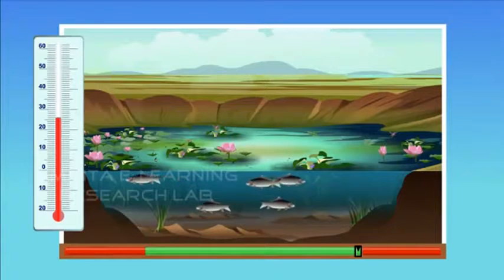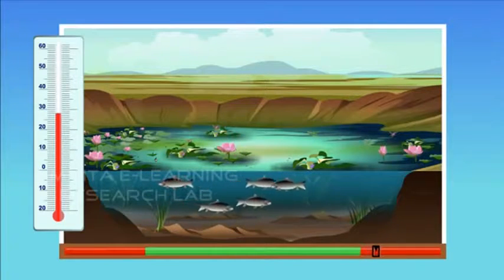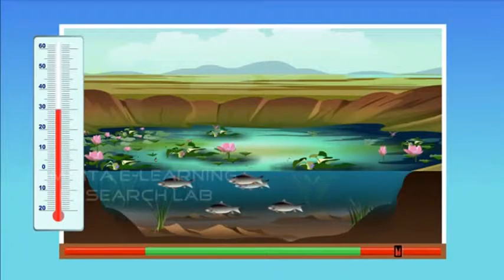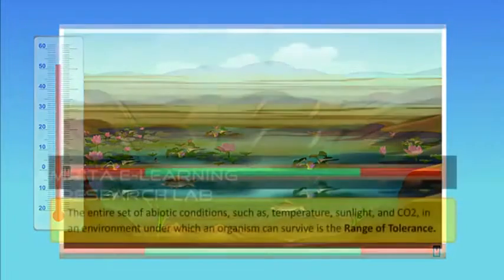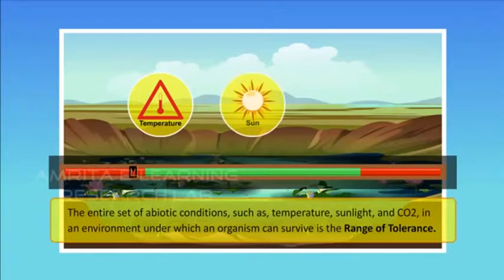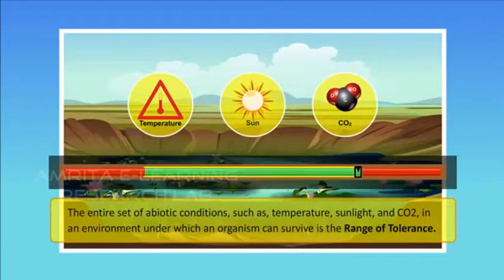Then the organism's functioning will begin to decrease as these factors continue increasing until it reaches a point beyond which the organism cannot tolerate any more increase. At this point, the organism experiences decreasing physiological activity until it reaches a lethal level. The entire set of abiotic conditions such as temperature, sunlight, and carbon dioxide in an environment under which an organism can survive is the range of tolerance.